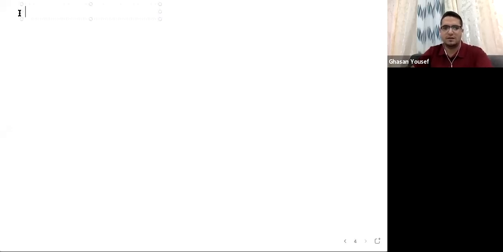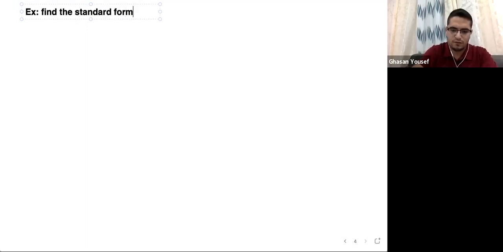So, another example. Find the standard form for the function f of x equals minus x squared plus x minus 2.